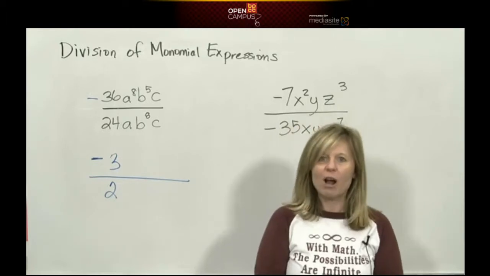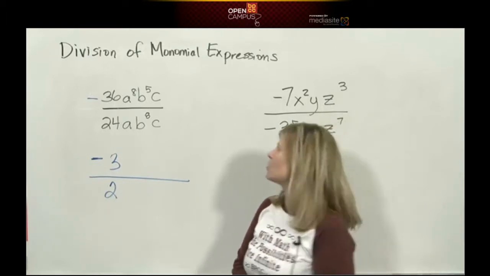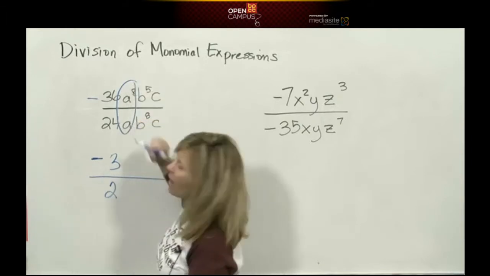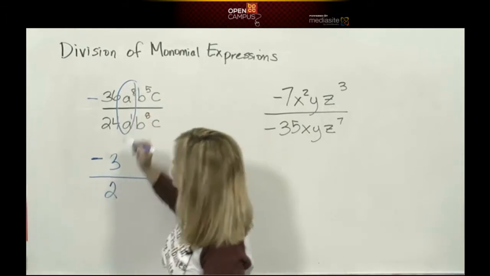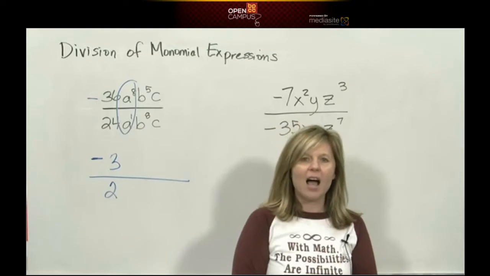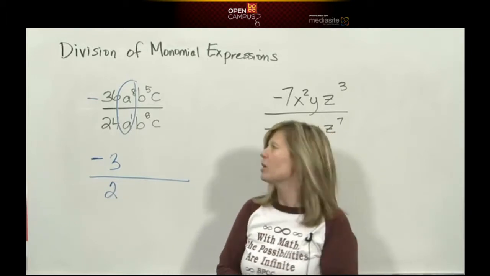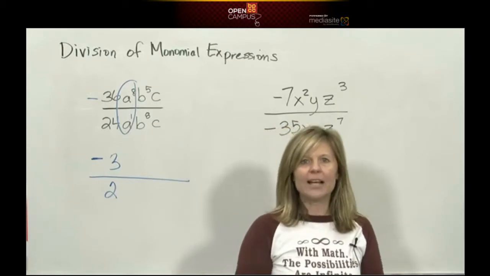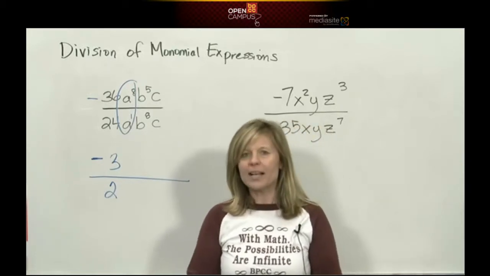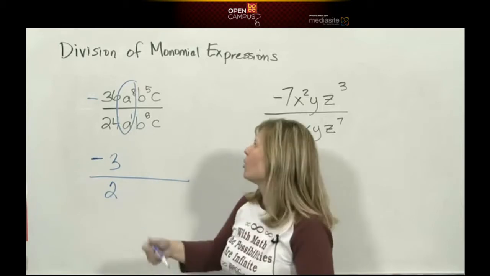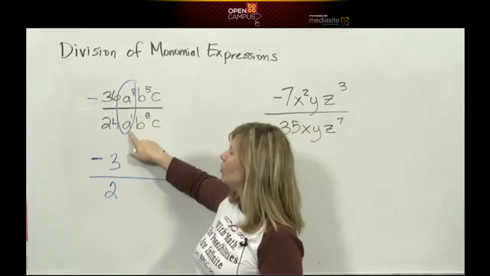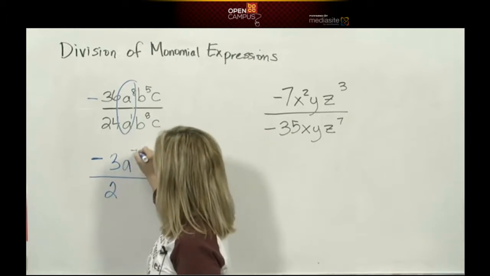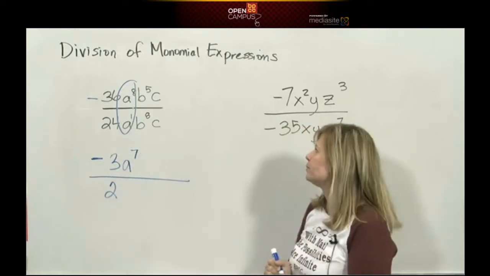Now we're going to divide our variables by finding our same bases. So here are our bases. We got a to the 8th divided by a, which is a to the 1st. The rule is when we divide, we subtract exponents. 8 minus 1 would be 7. Where would we place our a to the 7th? We would place it where there are more a's. Were there more a's in the numerator or the denominator? That's right, in the numerator. So our a to the 7th goes in our numerator.